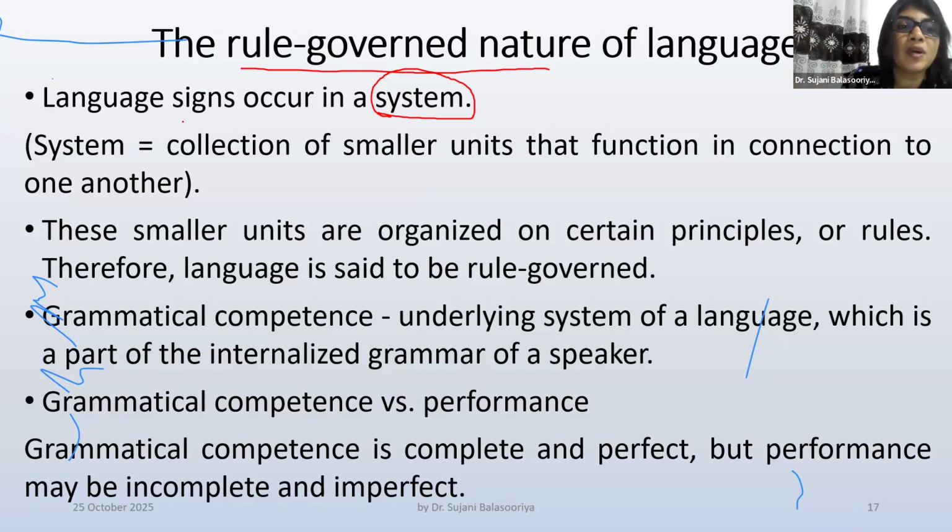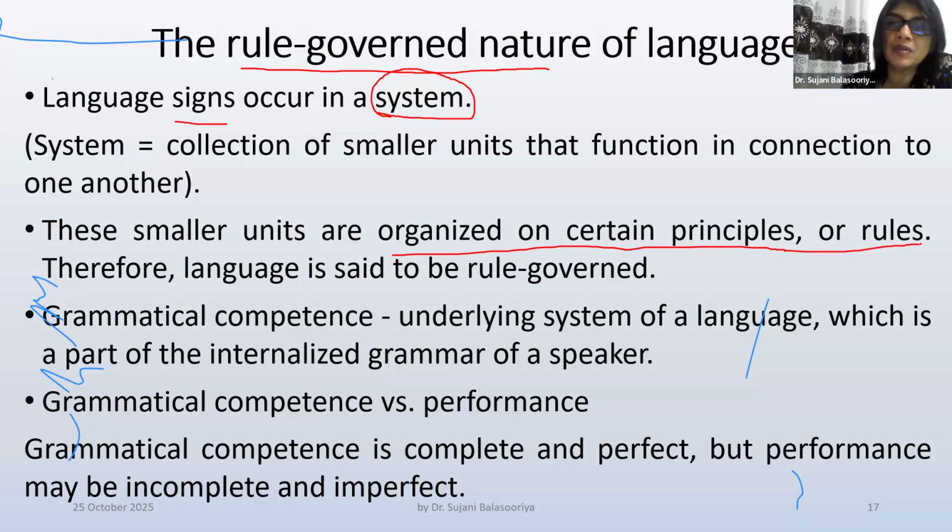So these signs can be oral signs, that means sounds, or written signs, that means letters. They occur in a system. Everything is interconnected. Right? So these smaller units are organized on certain principles, or we say rules. Now, simply we say every component or every unit is interconnected, but on which basis? There are rules. Rules are the combining factor, right? Therefore, we say language is rule governed. I think you got some idea about that.